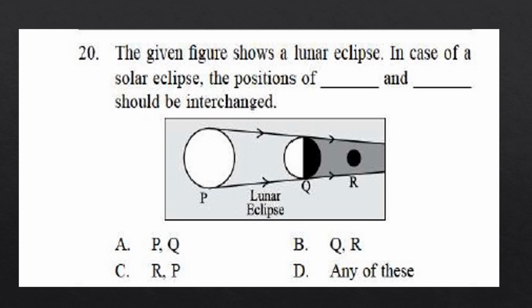Question number 20. The given figure shows a lunar eclipse. In case of a solar eclipse, the position of dash and dash should be interchanged. In this picture, here it is sun, it is earth, and this is moon. In case of solar eclipse, the position of earth and moon will be interchanged. So our answer is option B, Q and R.